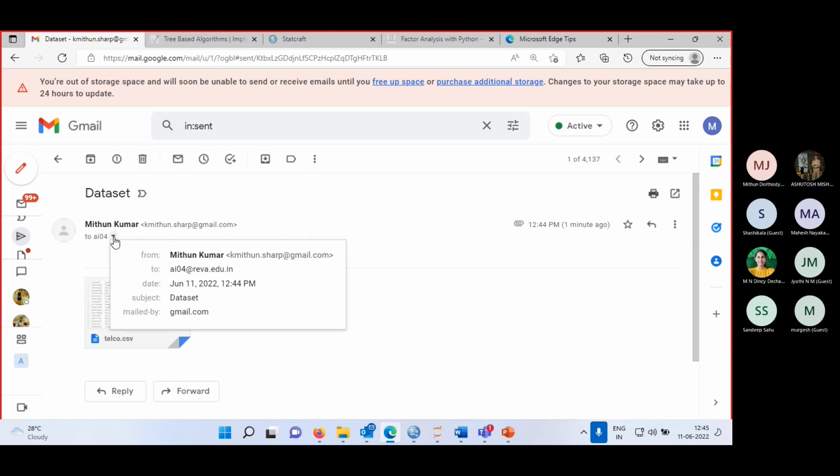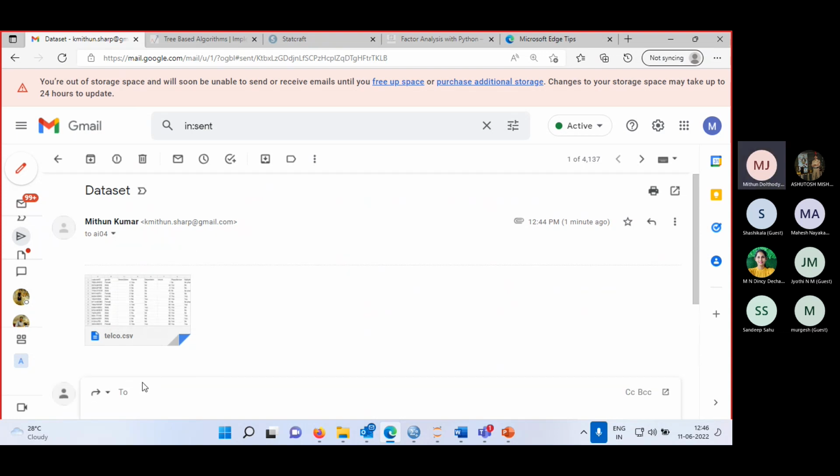AI04 at the rate reva.edu.in, right? Is it capital, I think. Please tell me, AI04. AI is capital, it should not matter. AI04 at the rate. For me, it's capital AI. So tell me the ID, please, one of you. At the rate reva dot edu dot in.